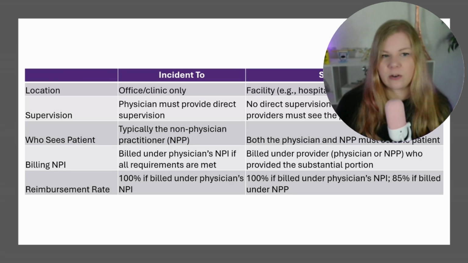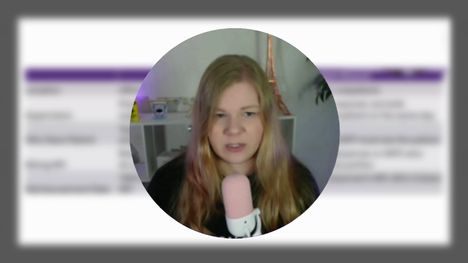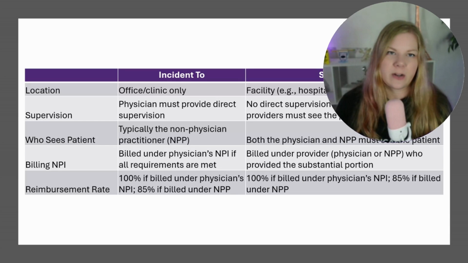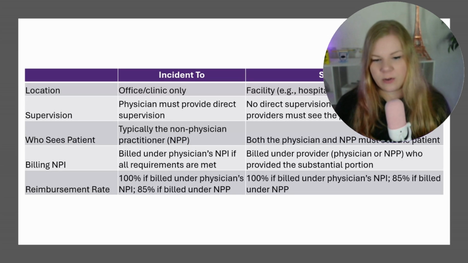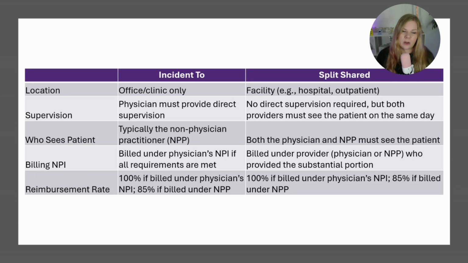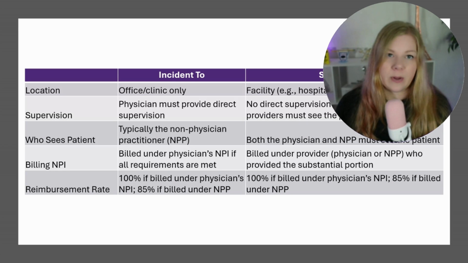So when we look at the breakdown of incident to versus split shared, we can categorize them in different ways. Like the location, the supervision requirements, who sees the patient, who we are billing under, and then the reimbursement rate, right? One of the big things we want to think about is the location. Incident to services are office clinic services, while split shared is in a facility. It's hospital inpatient, hospital outpatient. Supervision is another requirement for incident to that has to meet direct supervision. In split shared, we don't have that direct supervision required.